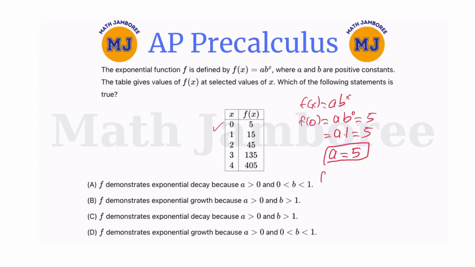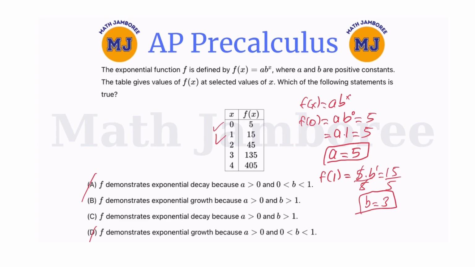To find the value of b, I'm going to use the second data point, f of 1, which is 5 times b to the power of 1, equals 15. We'll divide both sides by 5, and b is equal to 3. So b is greater than 1, so A and D are not the answer, and the answer is either B or C.